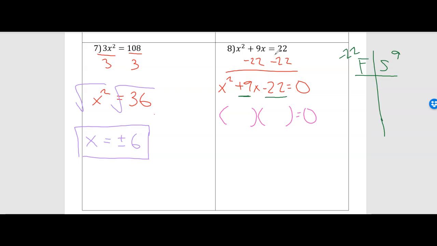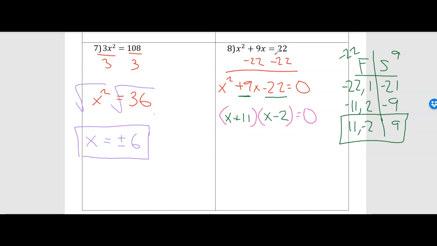So you can just think factors of negative 22, positive 1. That gives me a sum of negative 21. I can do negative 11 and positive 2. That gives me a sum of negative 9. So we should see, okay, if I do 11 and negative 2, that gives me a sum of positive 9. And that is the row that we want to look at. That's going to give me x plus 11 times the quantity x minus 2.